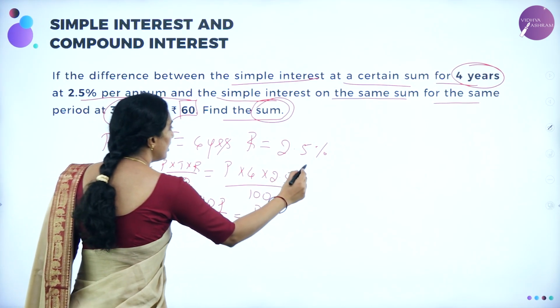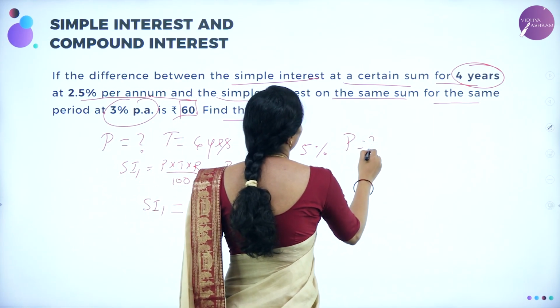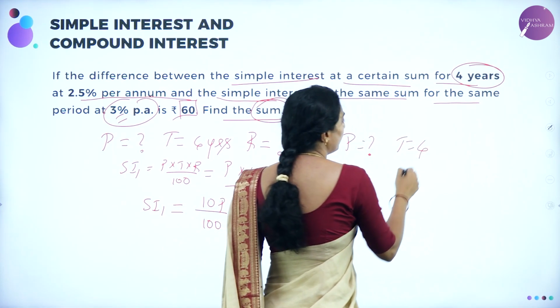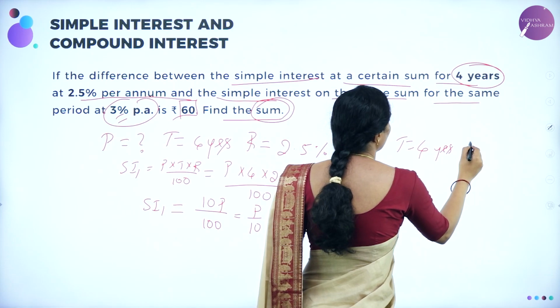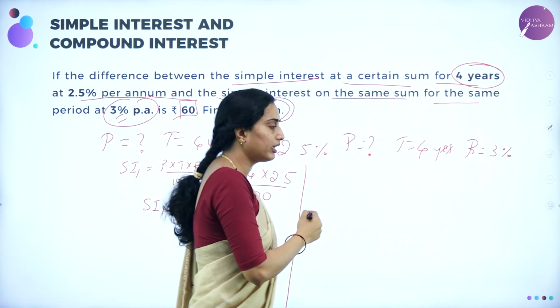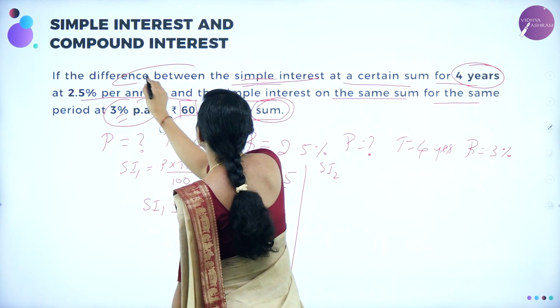Okay, that is SI1. Now what is SI2 they have given? SI2 is nothing but P, we don't know, but it is increased by 3%. T will be equal to 4 years only, and R will be equal to 3% per annum. Let me calculate SI2 for this one. The difference they have asked is the simple interest difference.